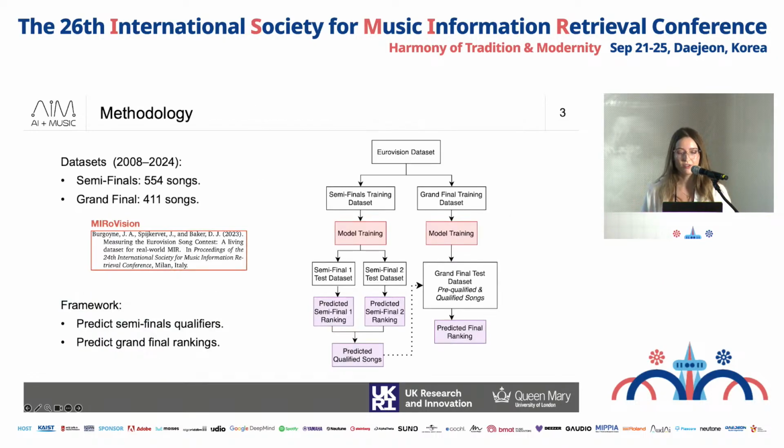Eurovision consists of 3 events: 2 semifinals and a grand final. Not all songs compete in the same show, so our prediction framework must reflect this format. That's why we predict the semifinal and grand final results separately. I would also like to give a shout out to the Mirovision dataset, which was presented at ISMIR 2 years ago, because it was a massive help in preparing data for this project.